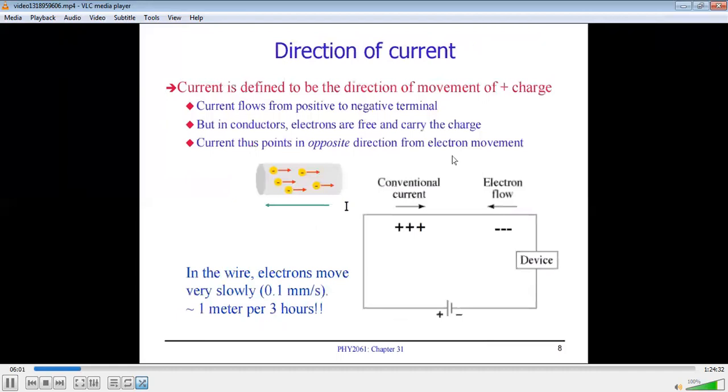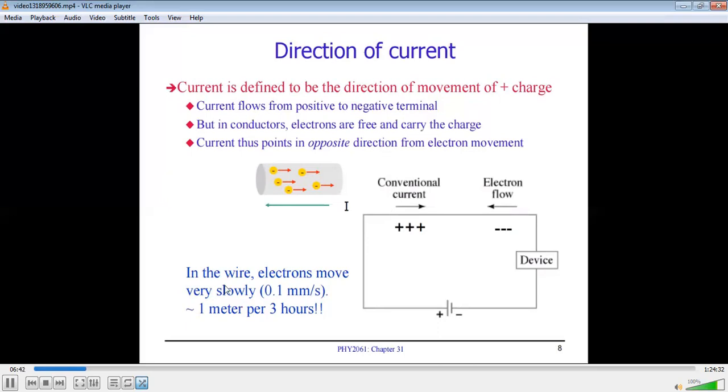Now, direction of current. Current is defined to be the direction of movement of positive charge. Current flows from positive to negative terminal. You have to remember this conventional method for the direction of current. But in conductors, electrons are free and carry the charge current. So from this figure, we must observe that electric current passes from the positive charge to negative, but electrons go in the opposite direction. That means electrons flow from negative terminal to positive terminal. But positive charge direction will be what? Positive terminal to negative terminal.